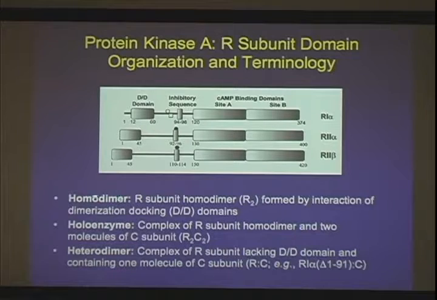So, some of the terminology: the homodimer, I'll refer to as the R2 complex without the C subunits. The holoenzyme is R subunits with C subunits. Typically, this would be the homodimer and 2 molecules of the C subunit. And then I will also mention, I think at least once, the heterodimer, which is a truncation where we have removed the dimerization docking domain. In the experiment that I'm going to be showing you, it consists of a molecule that includes the inhibitory sequence all the way out to the end of the molecule.